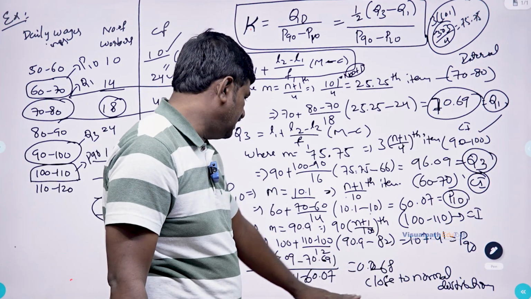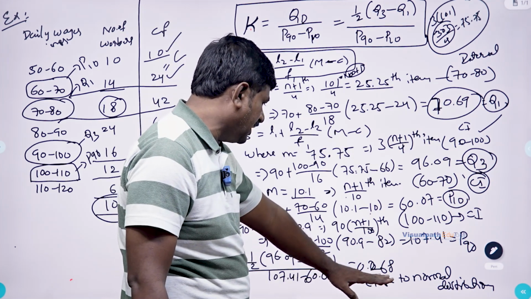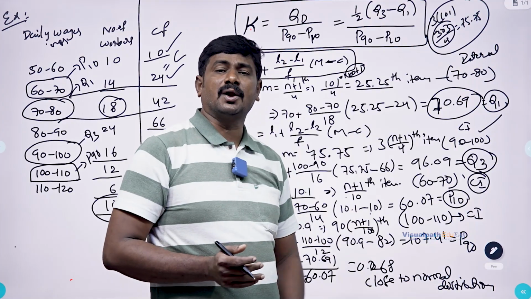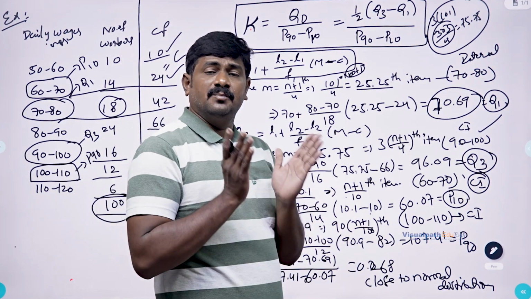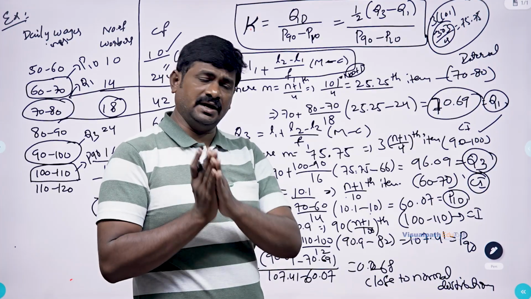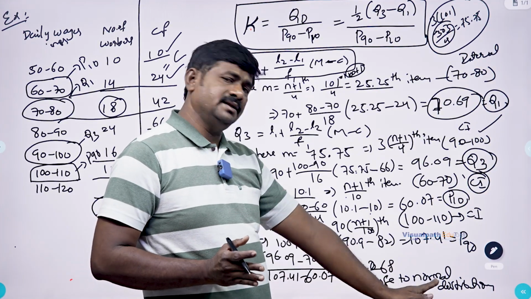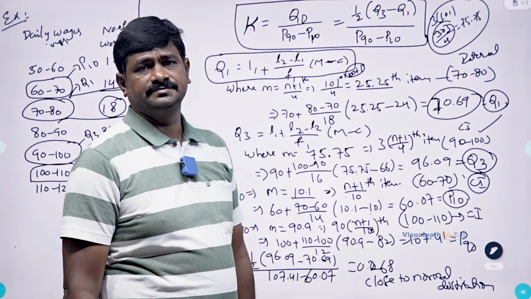Then what is the value? Simplifying this equation, we got the value 0.268. 0.268 means it is close to normal distribution. It is close to mesokurtosis. Why? Because for mesokurtosis, beta 2 is equal to 3, and here the value is very close to that, so we can say it is very close to normal distribution.